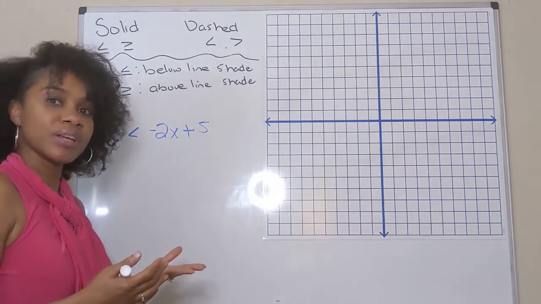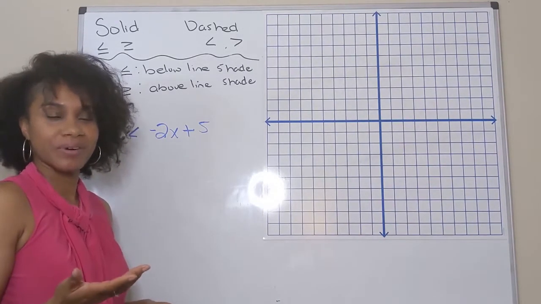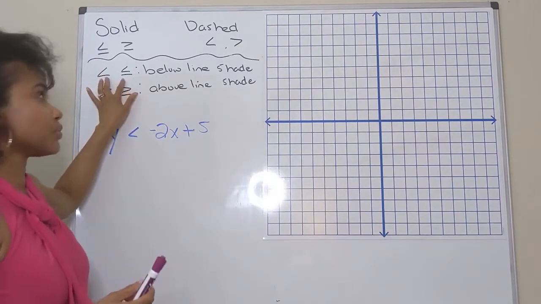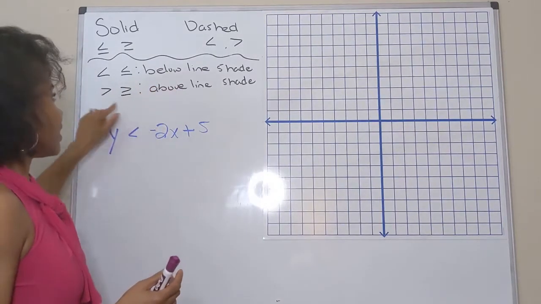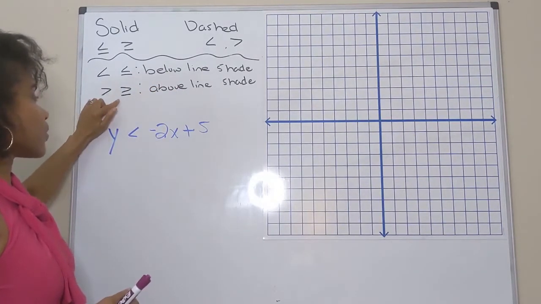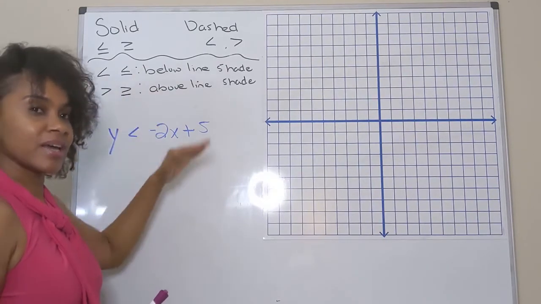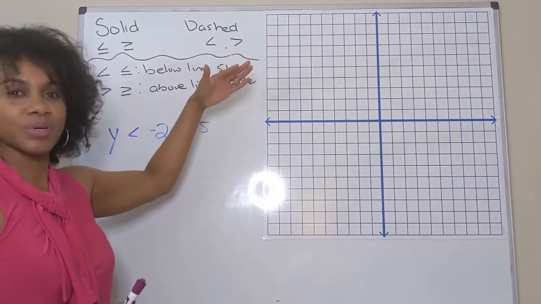And also with linear inequalities, we shade one side of the graph. All right, so if it's less than or equal to, you're going to shade below the line. If it is greater than or equal to, above the line. So basically less than, below, we shade. Greater than, above is what we shade.